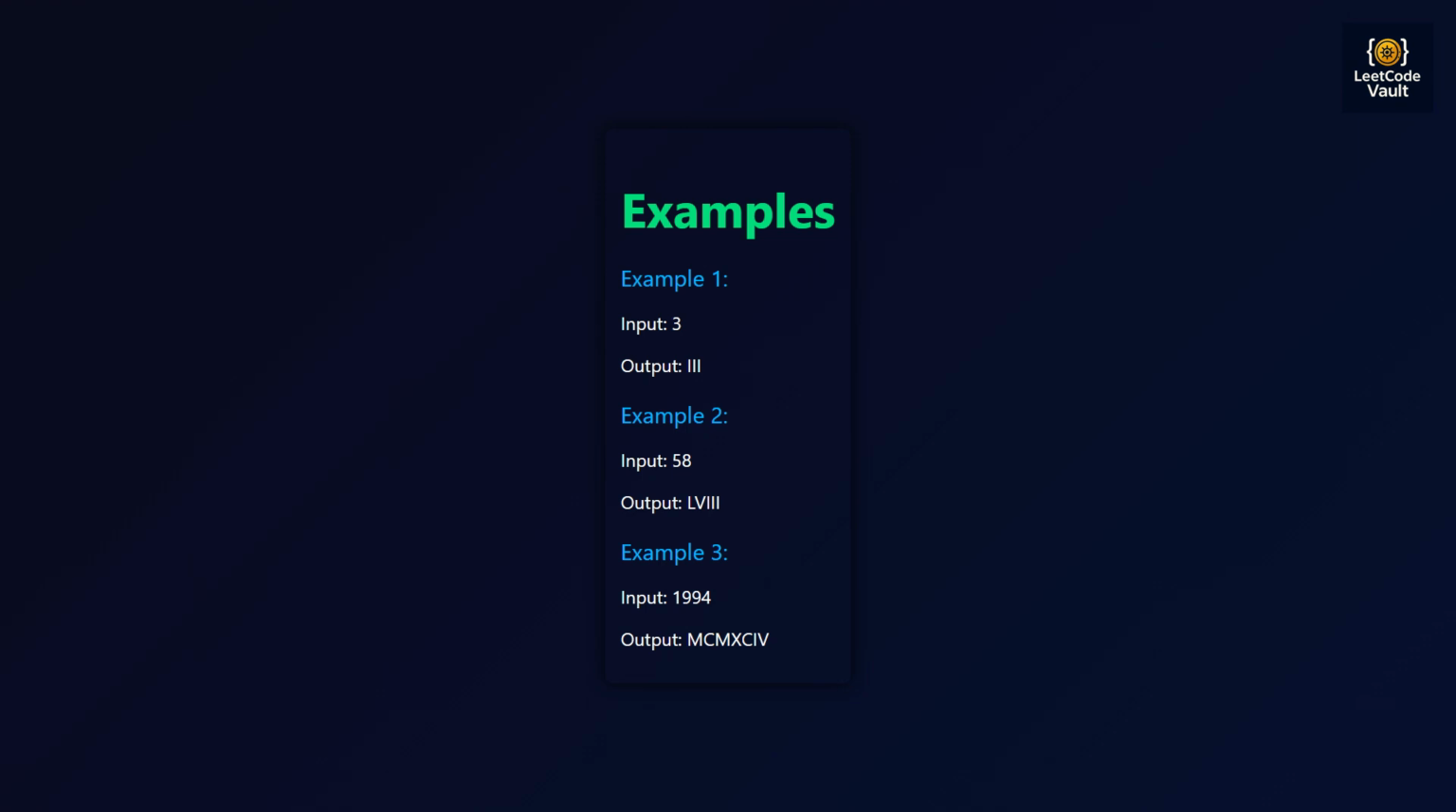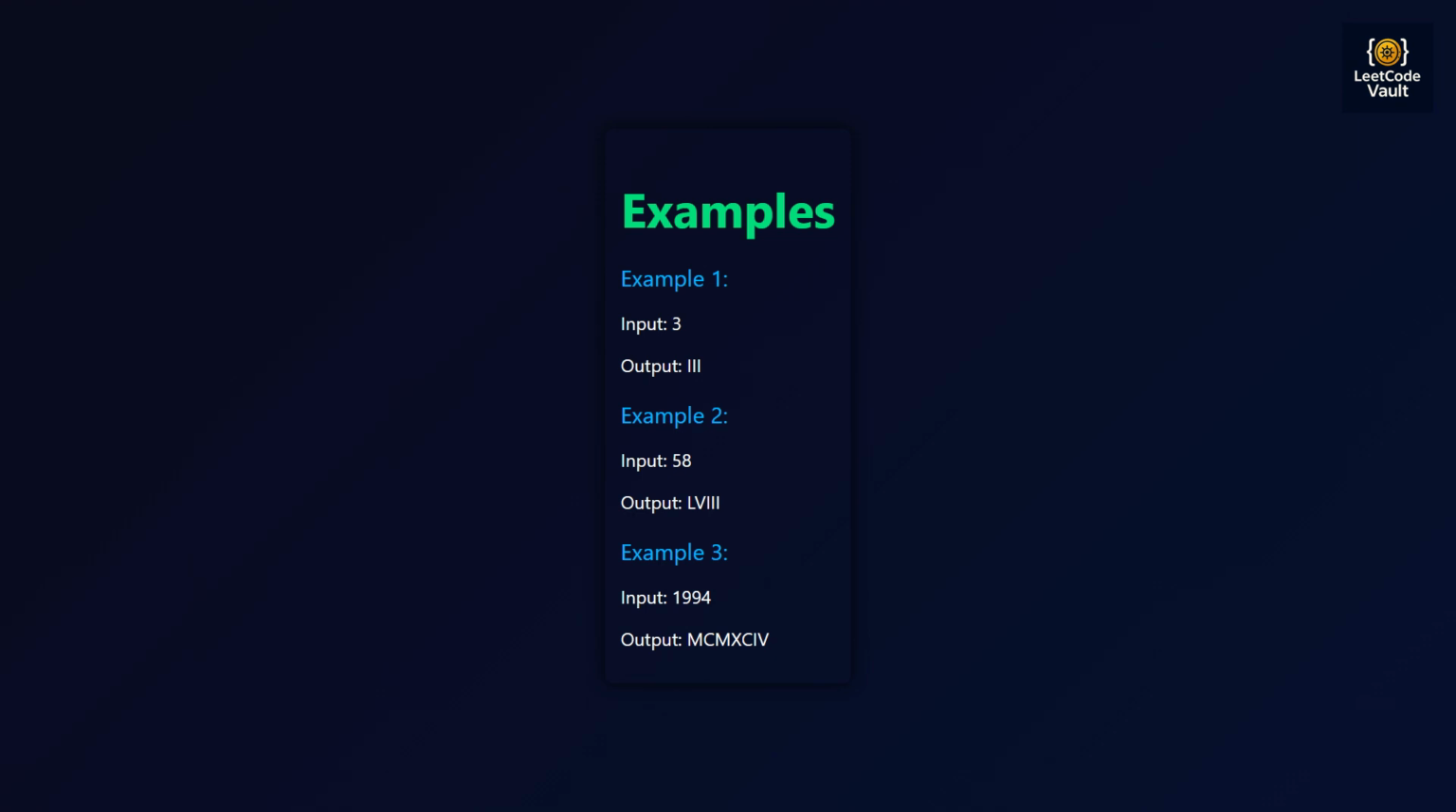Similarly, 9 is represented as IX, 10 minus 1. 40 is XL, 50 minus 10, and 90 is XC, 100 minus 10. This subtractive notation is key to understanding the patterns and designing an efficient algorithm. Notice that we only subtract smaller values from larger ones, and only when it creates a more efficient representation.